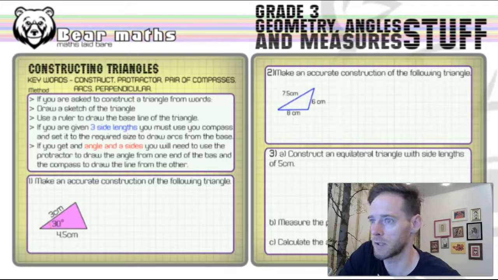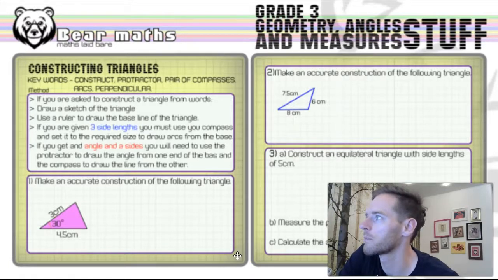The keywords are construct, protractor, pair of compasses, arcs and perpendicular. Construct means to draw accurately. A protractor is the tool you use to measure and draw angles. A pair of compasses is just what you might call a compass in school, but it's actually called a pair of compasses, like a pair of scissors. Arcs are just parts of circles that you're drawing. And a perpendicular is a line that is at a right angle to another line. So if it's right angles, it's perpendicular.